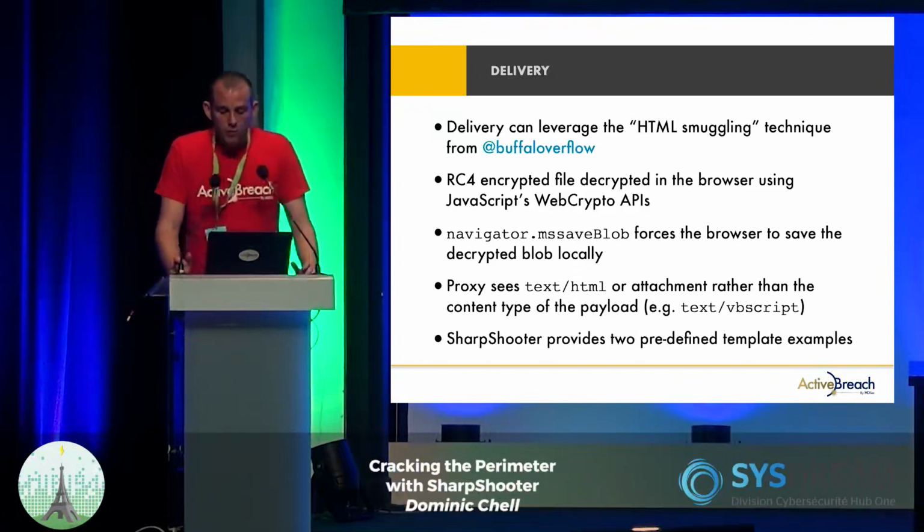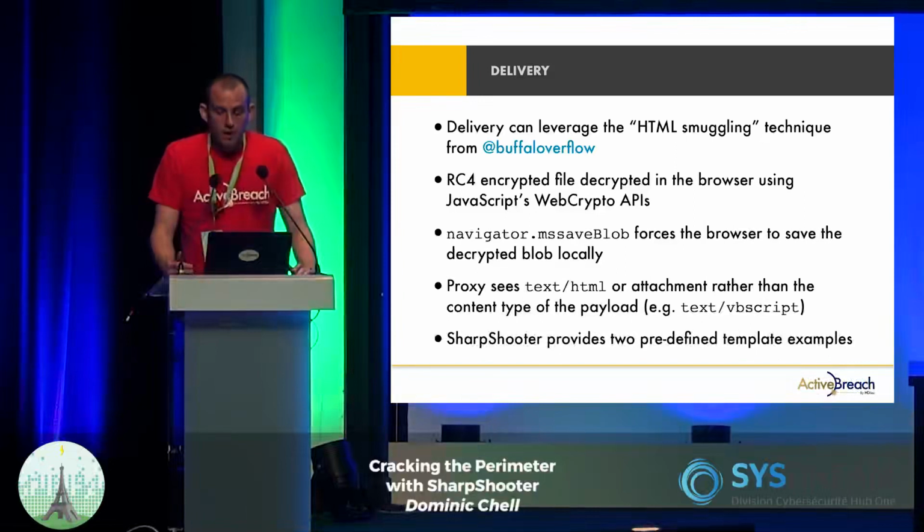This technique is really powerful because all the corporate proxy might see is an HTML file with the MIME type text/html. Plus, Outlook also supports opening HTML files from an email, so you could just send it directly to your target. I've included a couple of templates within SharpShooter to populate these using HTML smuggling, but you can really dress it up to fit in well with your phishing campaign.